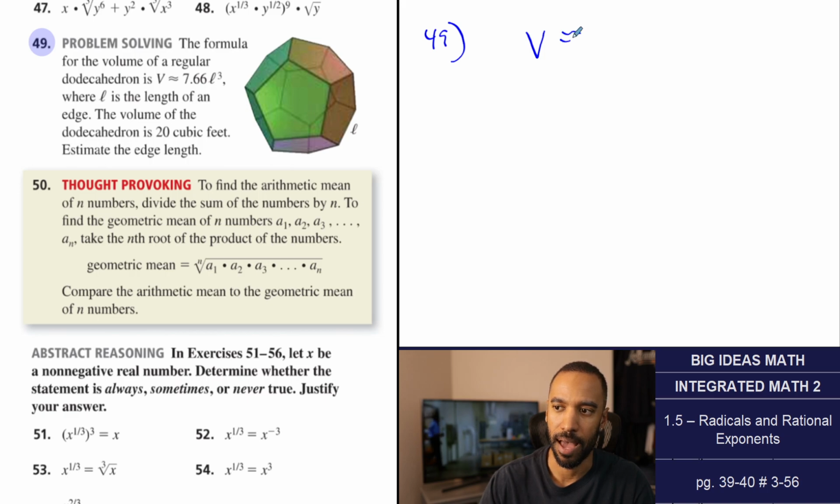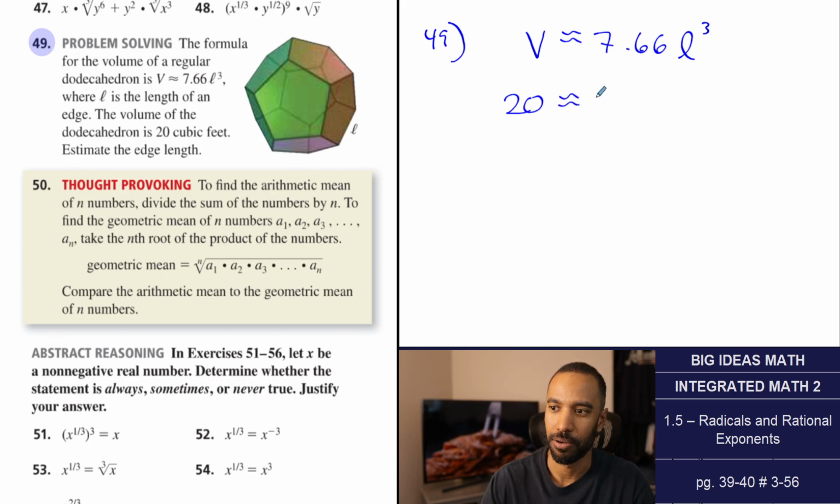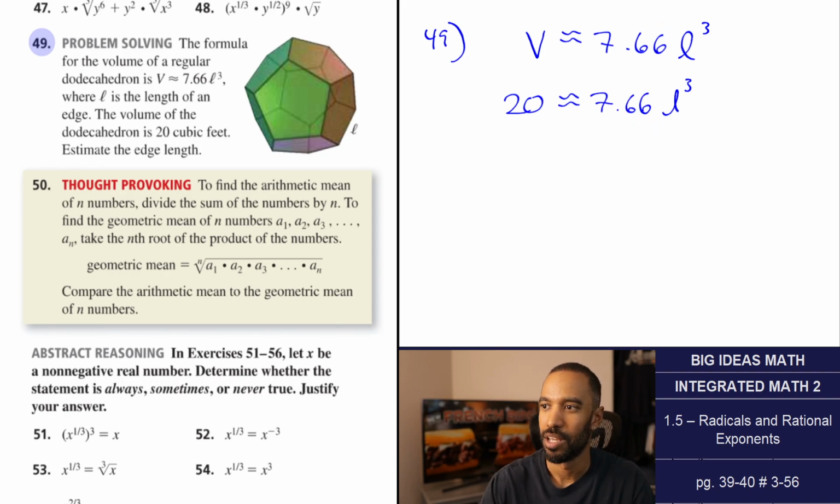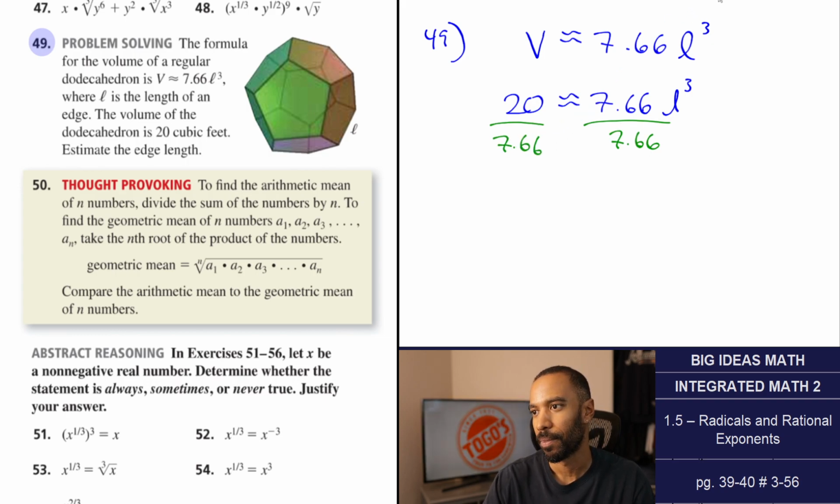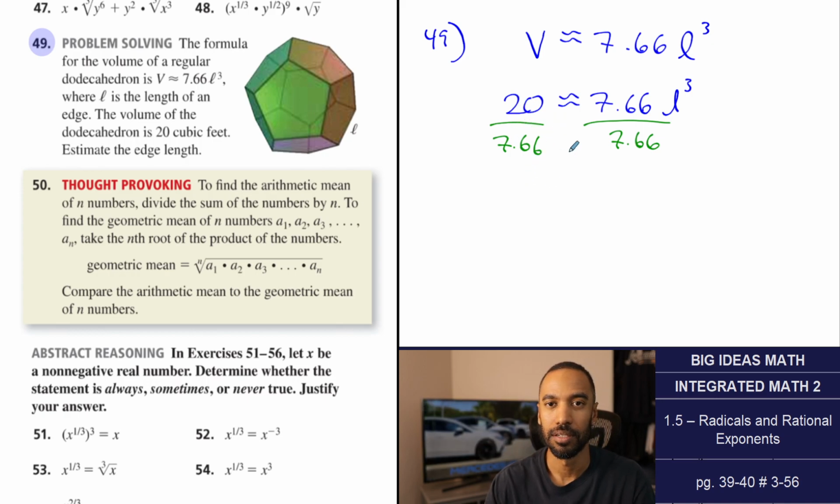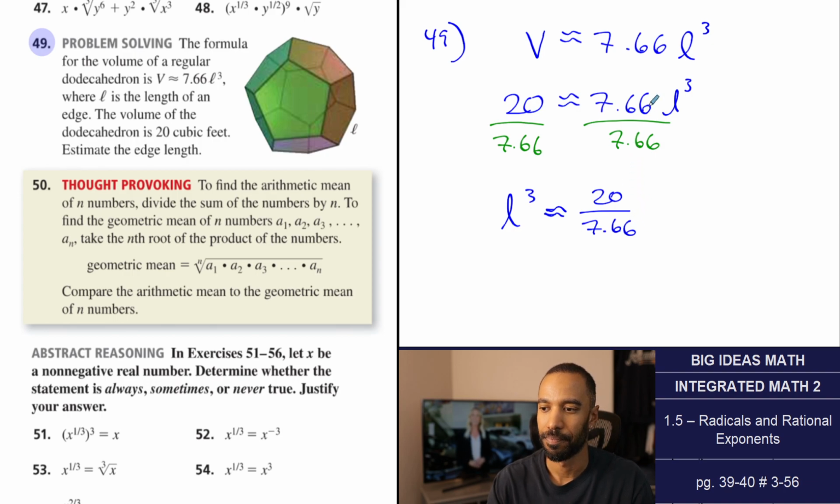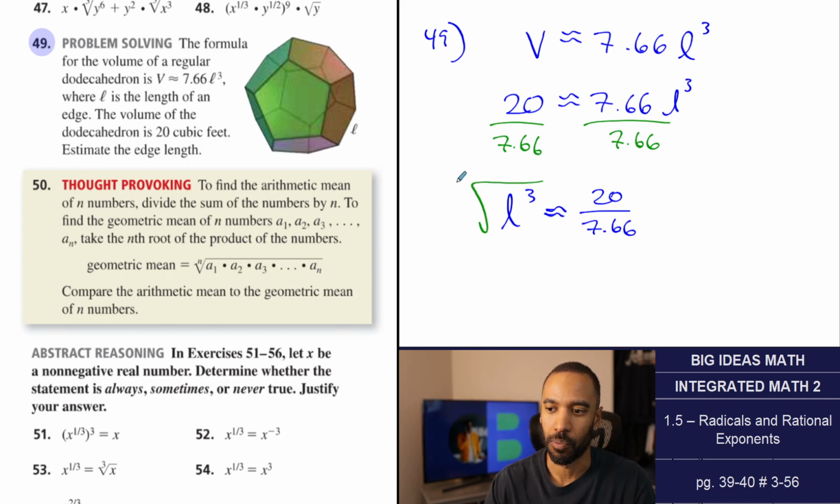So on number 49, the volume is about 7.66 edges cubed, and the volume is 20 cubic feet. So 20 is about that. I'm just going to keep using the approximated symbol because they gave it to us, and this will definitely be approximate. Let's divide both sides by 7.66. Now, one thing I want to mention here, unless dividing this gave you an exact answer, don't round this part early, meaning I'm going to leave this as approximately 20 over 7.66. And I'm going to use that part in the calculator when the time comes for it.